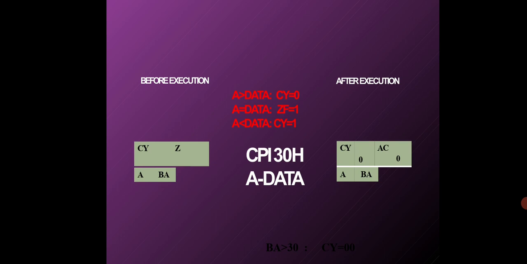You can see in this example that the content of A is BA. So CPI 30. BA is greater than 30. So carry is 0 and the zero flag is 0.